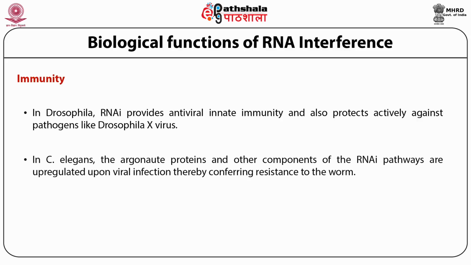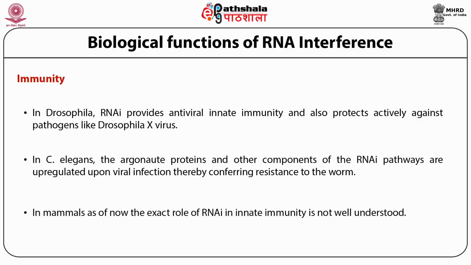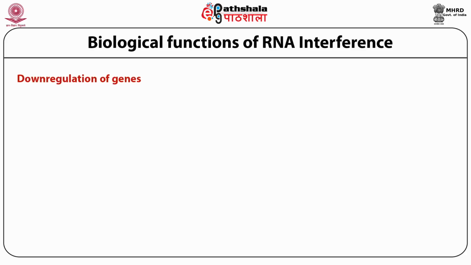In C. elegans, the argonaute proteins and other components of the RNA interference pathways are upregulated upon viral infection, thereby conferring resistance to the worm. In mammals, as of now, the exact role of RNA interference in innate immunity is not well understood. RNA interference is involved in downregulation of genes.